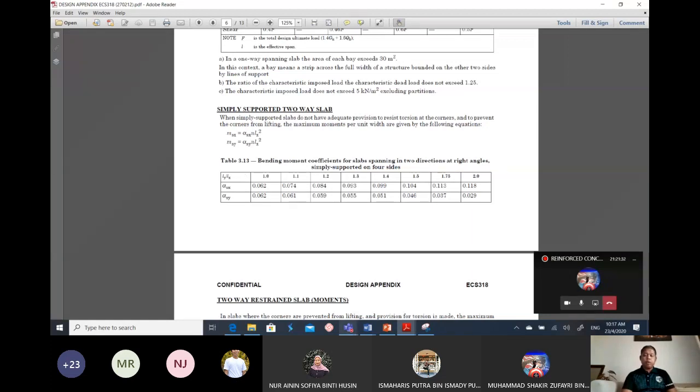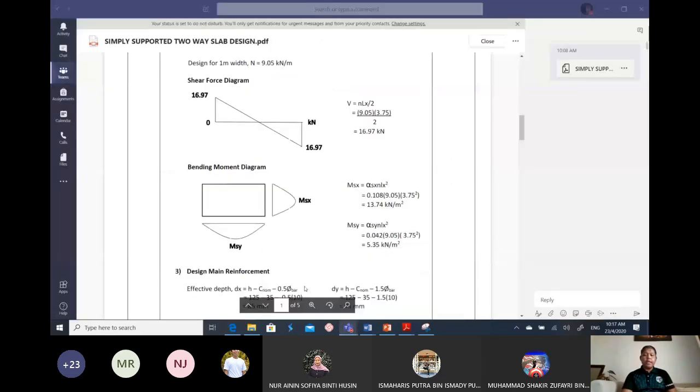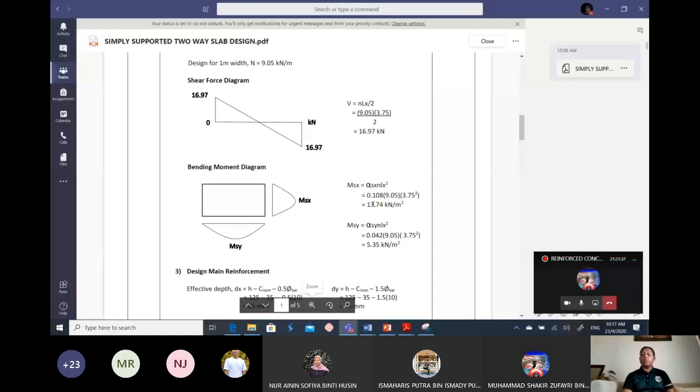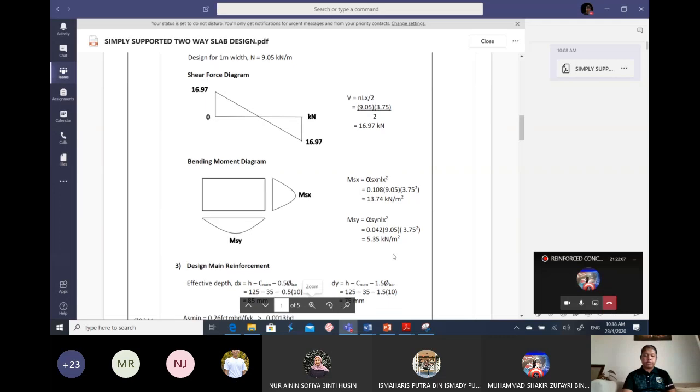Okay, so we go back to our example here. I got the answer here, alpha SX is equal to 0.108, times 9.05, which is the design action, and then Lx 3.75 square. I got 13.74 kilonewton per meter square. We do the same process for MSY, and then we get alpha SY is equal to 0.042 times 9.05 times 3.75 square. We get the answer 5.35 kilonewton per meter square.